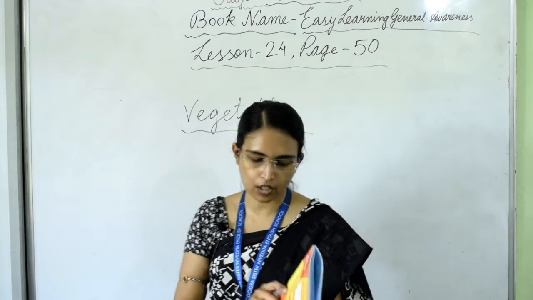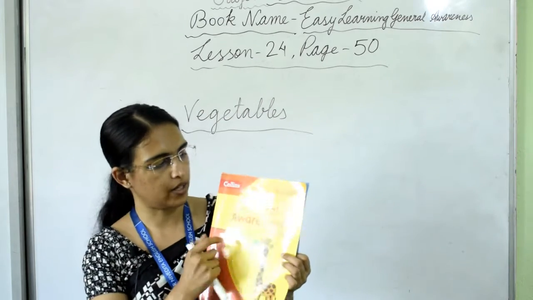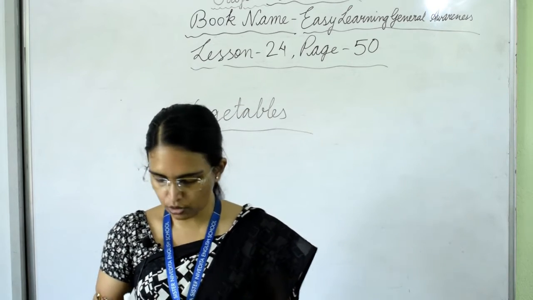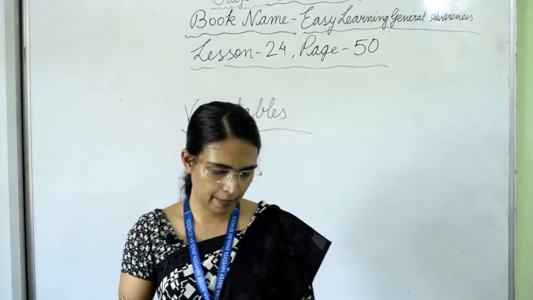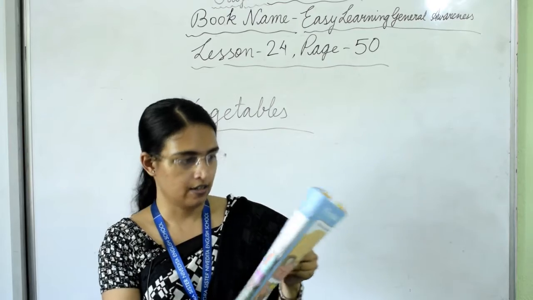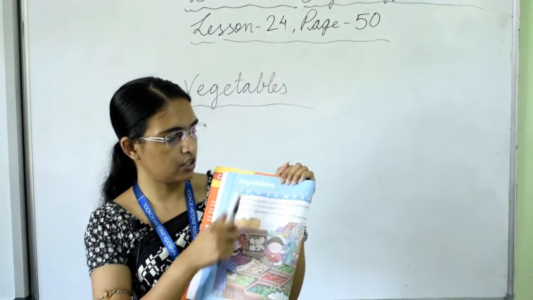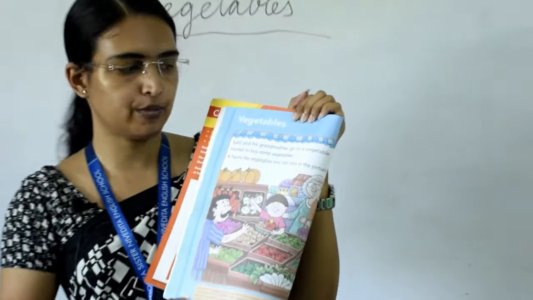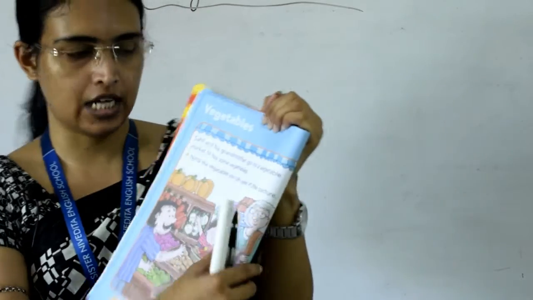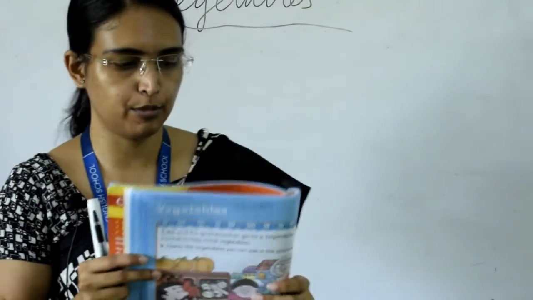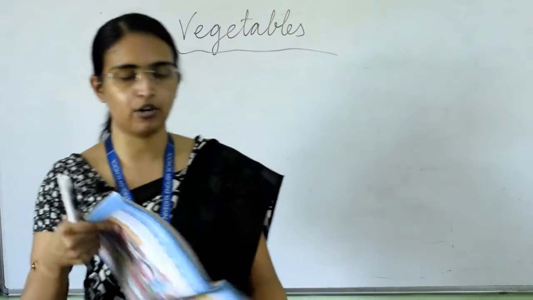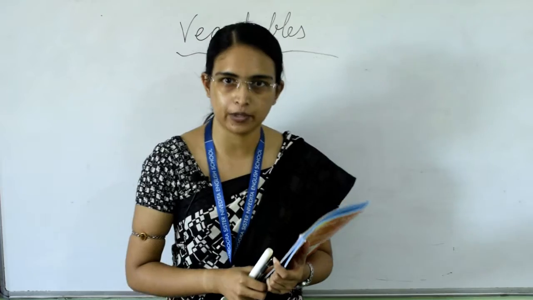Okay students, now take out your general awareness book, this one, Easy Learning General Awareness. Now today we are going to learn about a new chapter, that is vegetables. Okay, this is your new chapter, page number 50. Open page number 50. Today we are going to learn about vegetables. But before that, I want to tell you something: before coming to school, I went to a vegetable market, and from there I brought some vegetables for you.